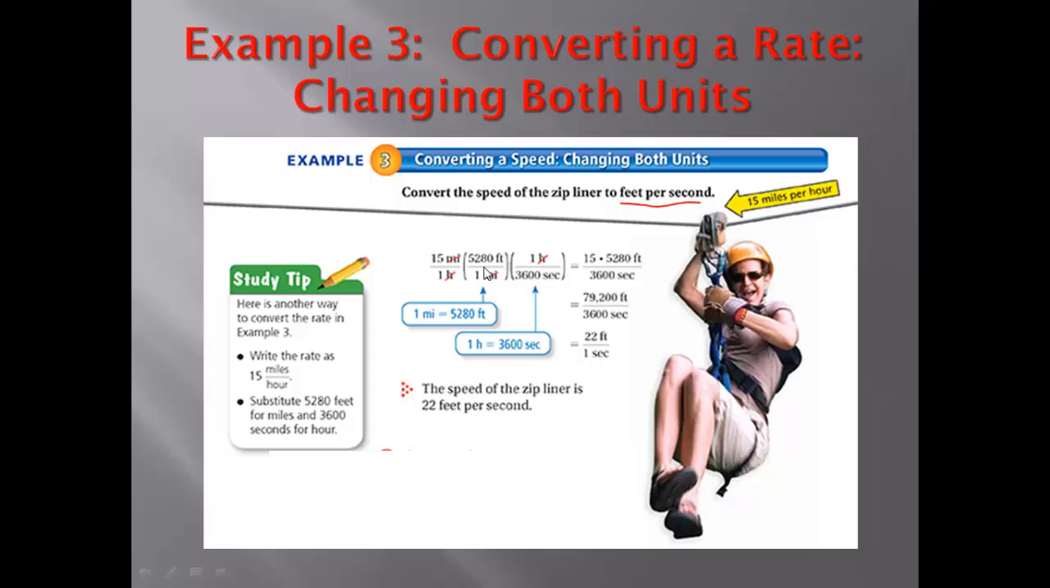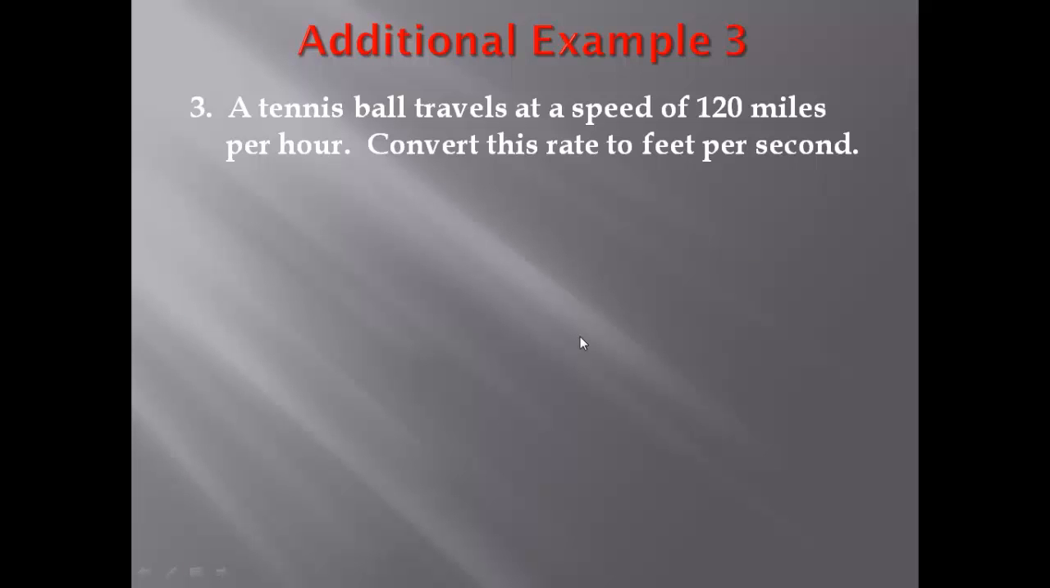Now I can use my calculator because I'm going to multiply 15 times 5,280 on the top times 1, and then on the bottom I have 1 times 3,600. So that's going to give me, when I multiply on the top, 79,200, and that would be feet, and on the bottom I have 3,600 seconds. Now I can divide. When I divide that, I get 22 feet per second. So the speed of the zipliner is 22 feet per second.